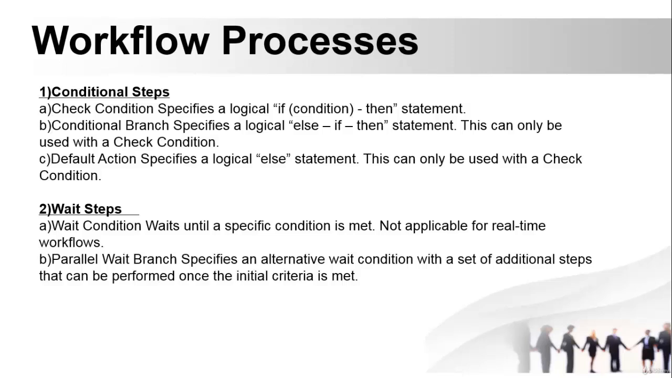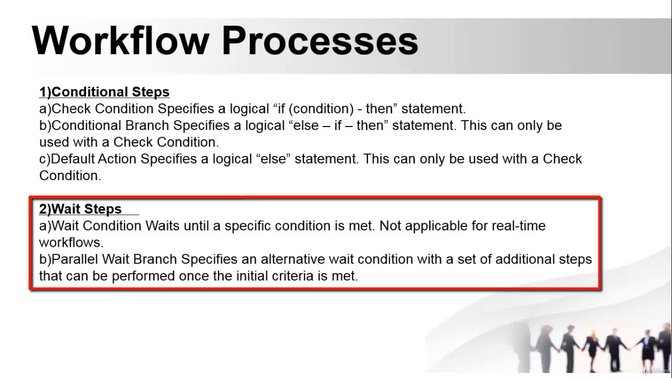The next workflow step is the wait step. Wait condition waits until a specific condition is met, not applicable for real-time workflows. So the wait step is something we are going to use in an example like I mentioned: if department equal to HR, then send an email, else we will say wait till department value equals account, then send another email. So this way we can use the wait condition over here.